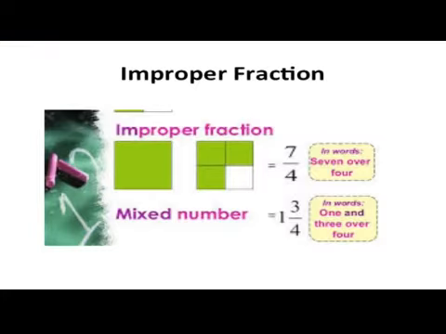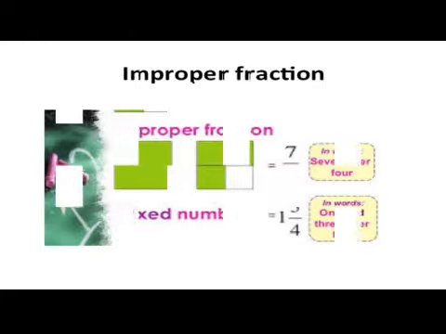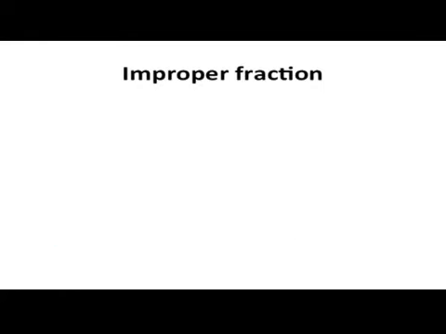Now, coming to improper fractions. If the denominator is less than the numerator, then the fraction is called an improper fraction. Example, 6 by 5, 12 by 7, 23 by 12.